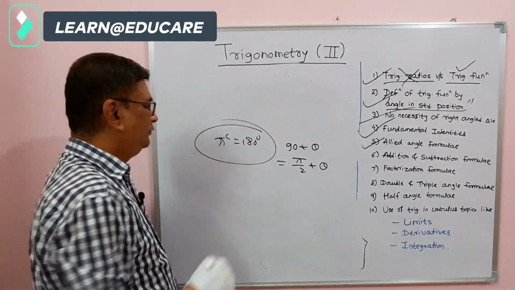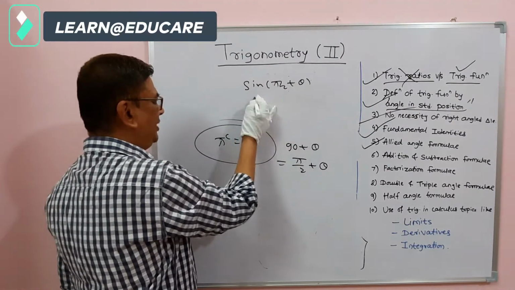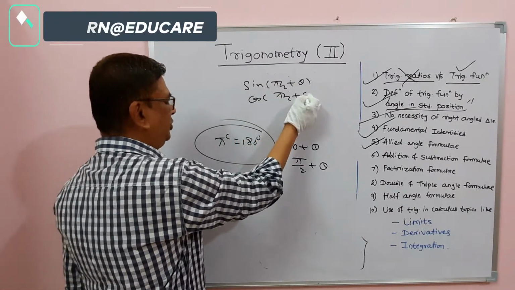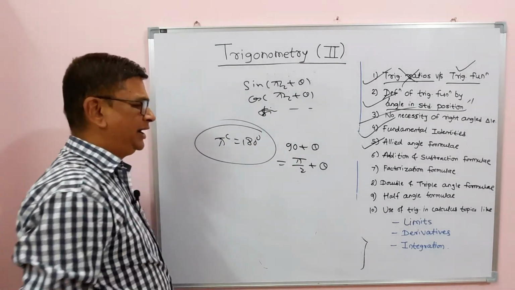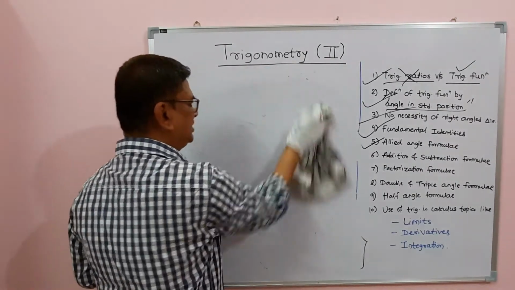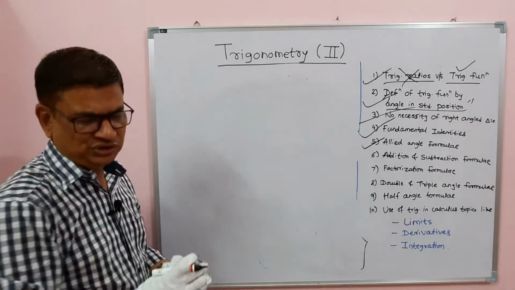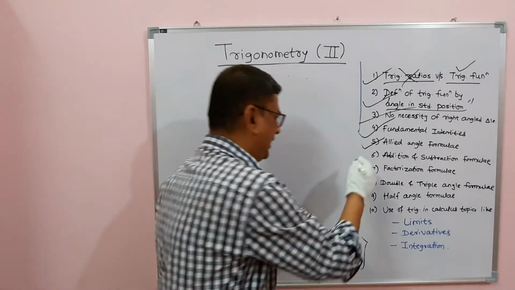And therefore, we have such formulae called allied angle formulae. Sin pi by 2 plus theta, cos pi by 2 plus theta, tan pi by 2 plus theta. Not only pi by 2, 90 degree, it may be 180 plus theta, that is pi plus theta, pi minus theta, and not only sin cos. There may be tan, there may be sec, their relations called allied angle formulae.